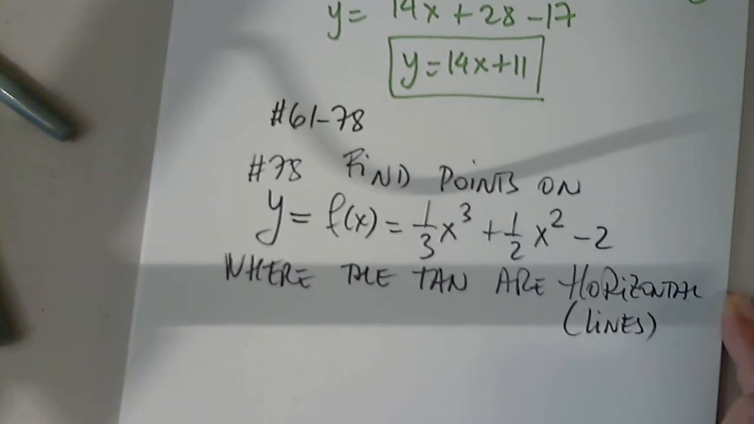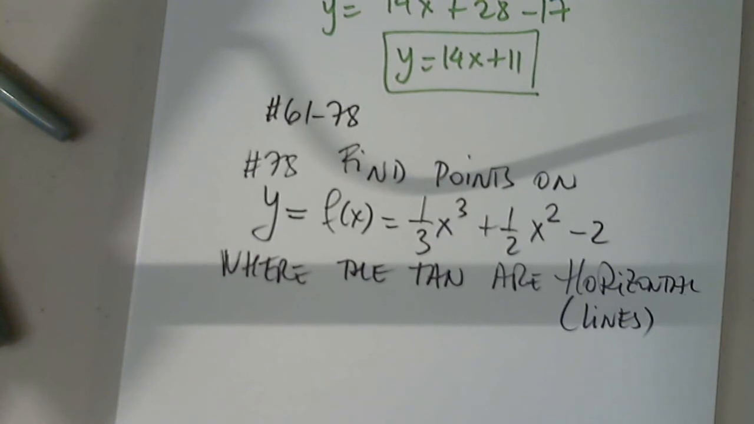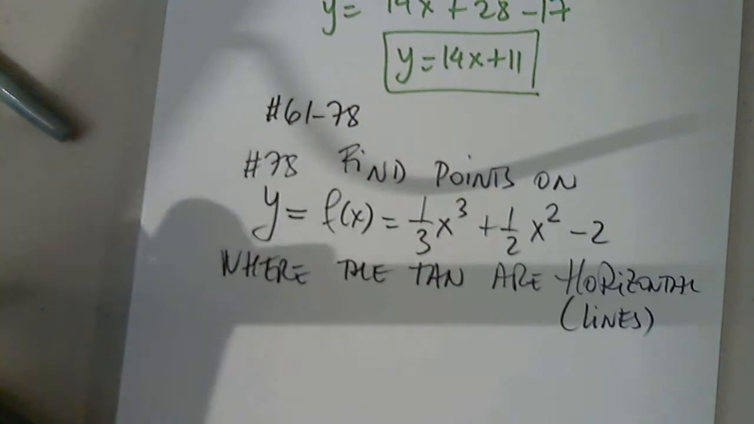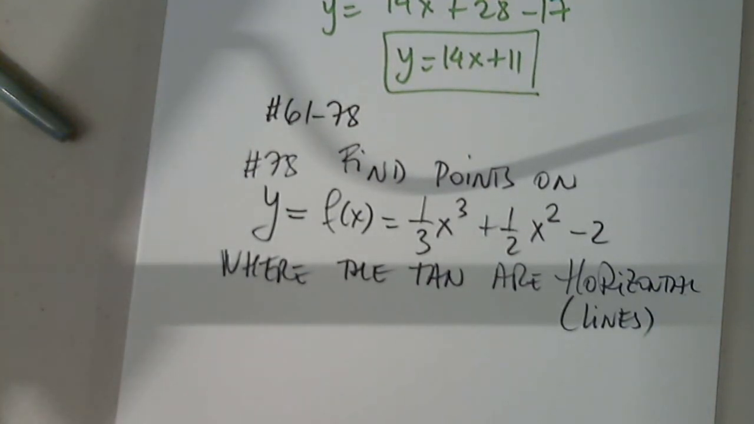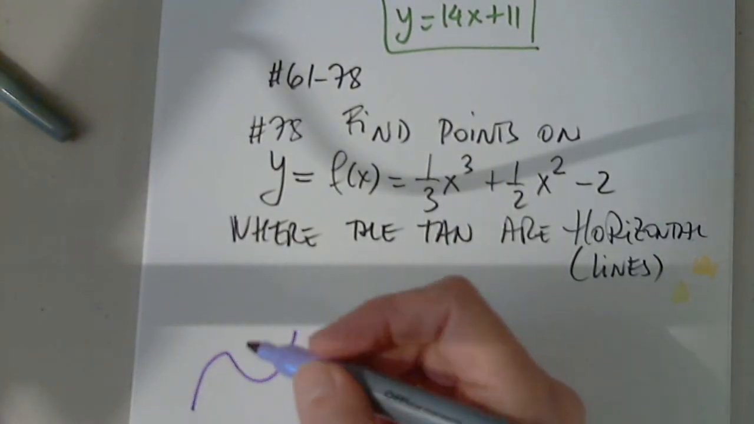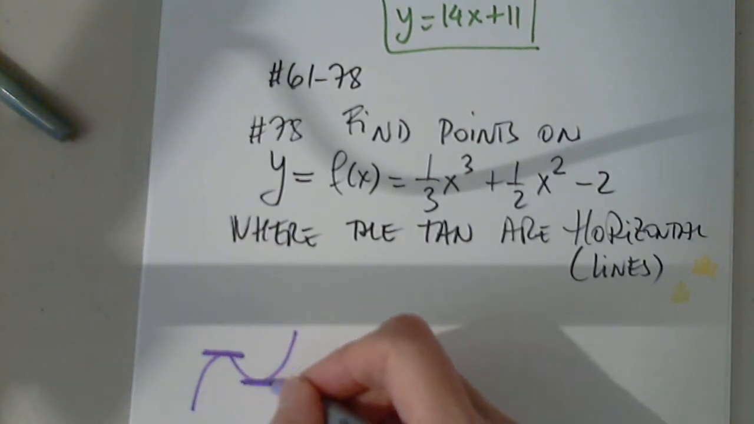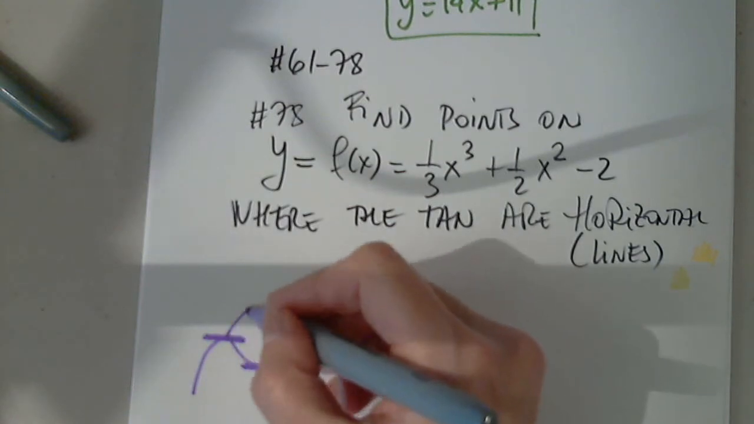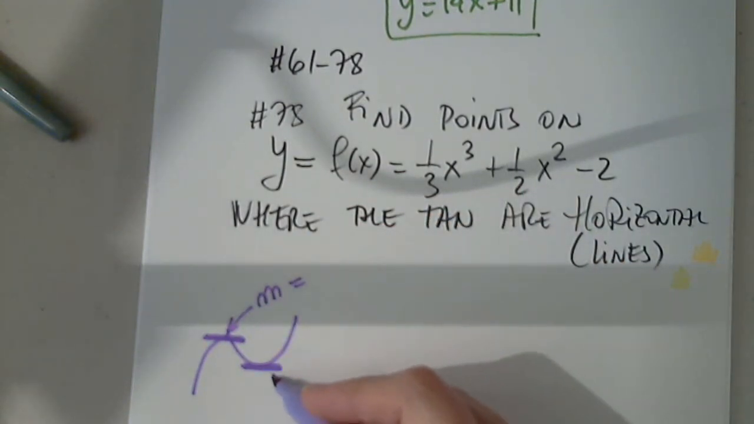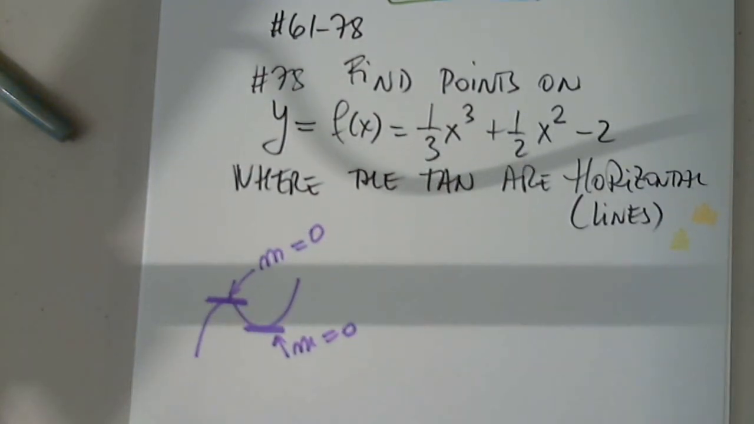How do we approach this problem? What do we need to do first? What do you think? Any suggestions for me? Anyone? How would I approach this? Well, obviously, when a function has a horizontal tangent, the tangent basically has a slope of what? 0. Thank you. So all I have to do is find y prime and eventually set it equal to 0.